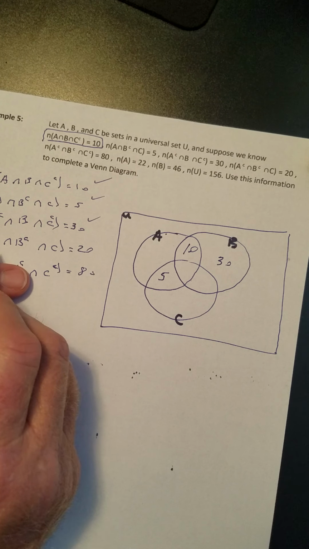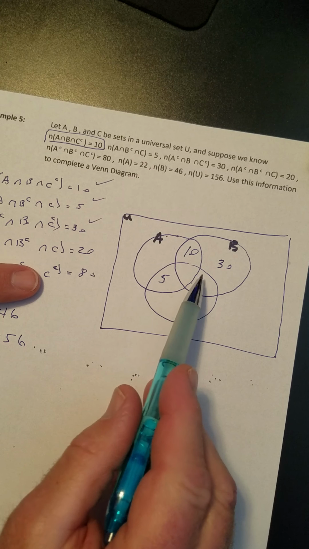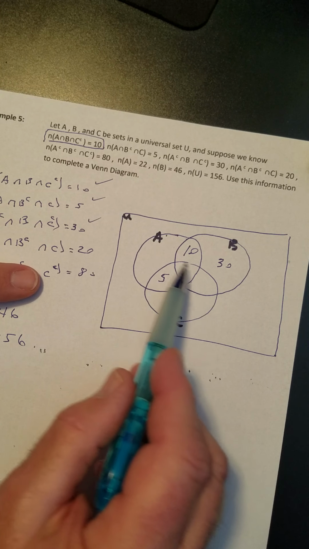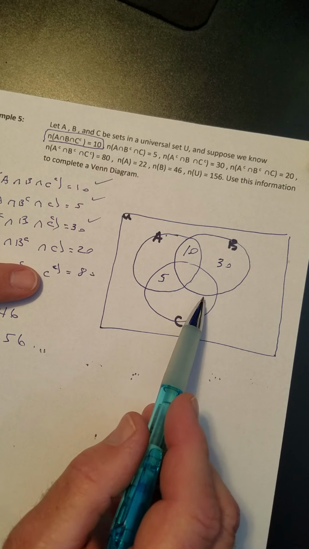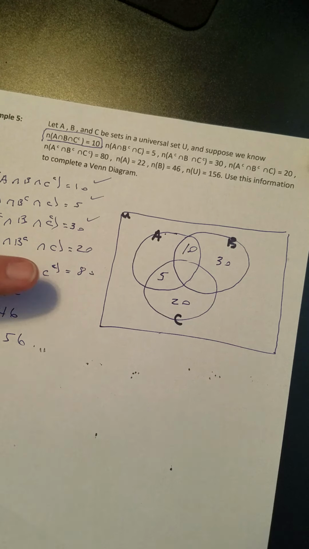This says not in A and not in B, but it is in C. Start with C. That tells you it's going to be one of those. But if it's not in A and it's not in B, that means it's going to be this number right here, because there's 20 of them. They're not in A, not in B, but they are in C.